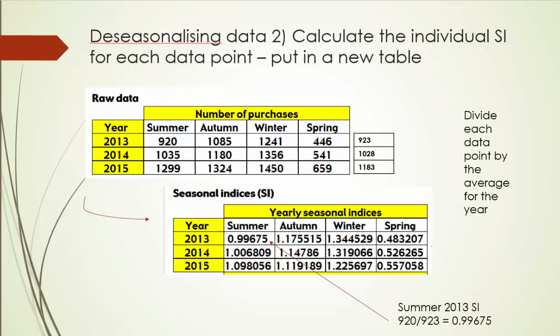Second step for your notes, you calculate the individual seasonal index for each data point and put all that into a new table. So for each of the data points, you divide it by its average for the year. So each of the 2013 numbers get divided by 923, each of the 2014 numbers get divided by 1028, and so on. And we'll produce a whole series of numbers which revolve around 1. Some are less than 1, some are more than 1.